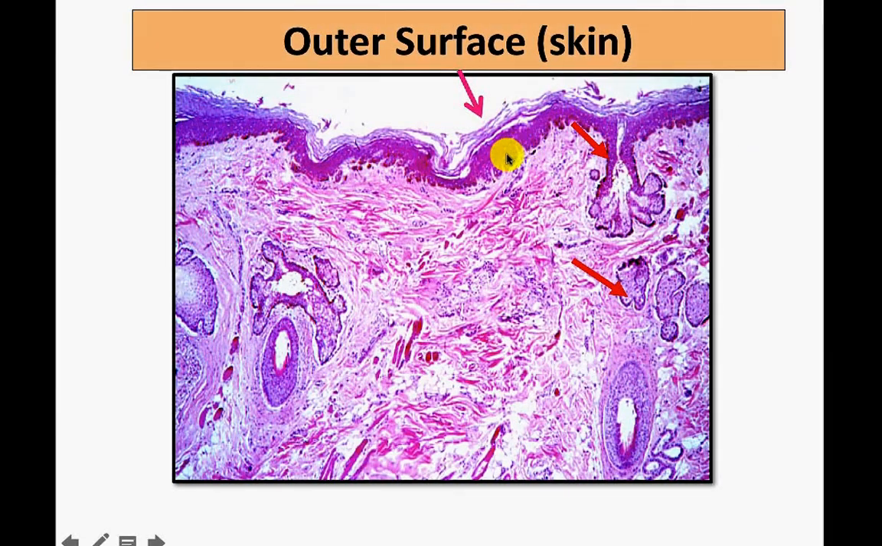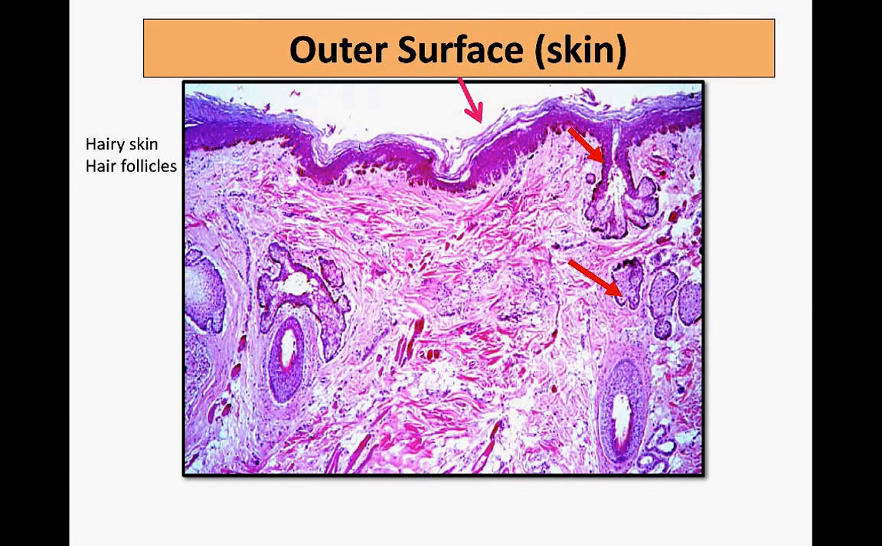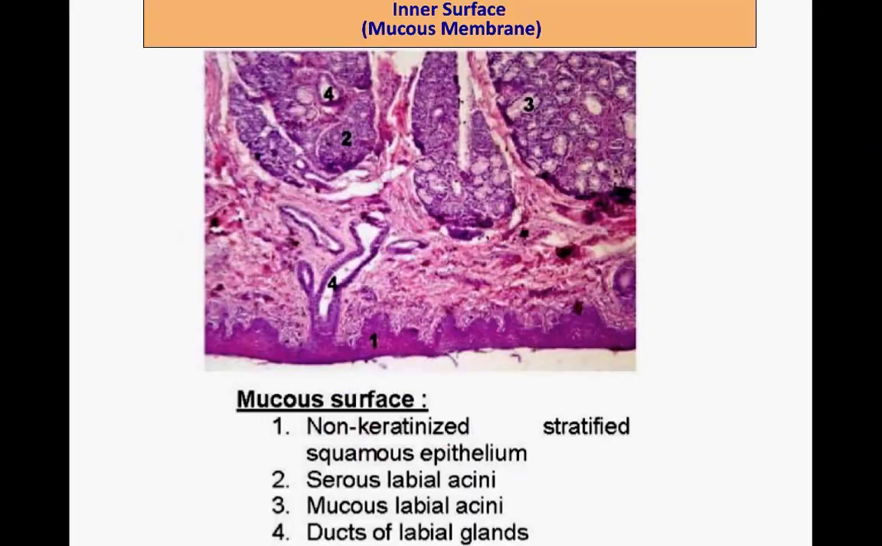Here, this is a picture showing the surface of the skin of the lip. You can see keratinized stratified squamous epithelium, and here is the hair follicle with the associated sebaceous glands. Here we can see some small blue dots representing the sweat glands. So here the skin side is characterized by keratinized stratified squamous epithelium, showing hair follicles, sebaceous glands as well as sweat glands. Hairy skin, hair follicles, sebaceous glands, sweat glands.